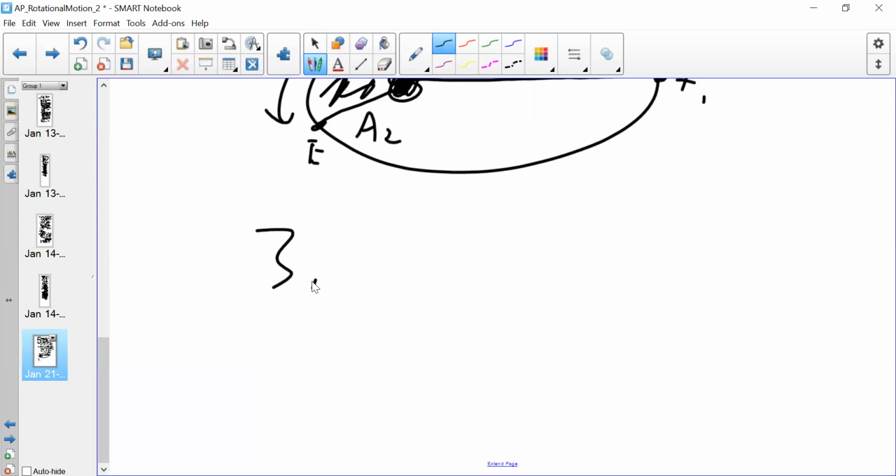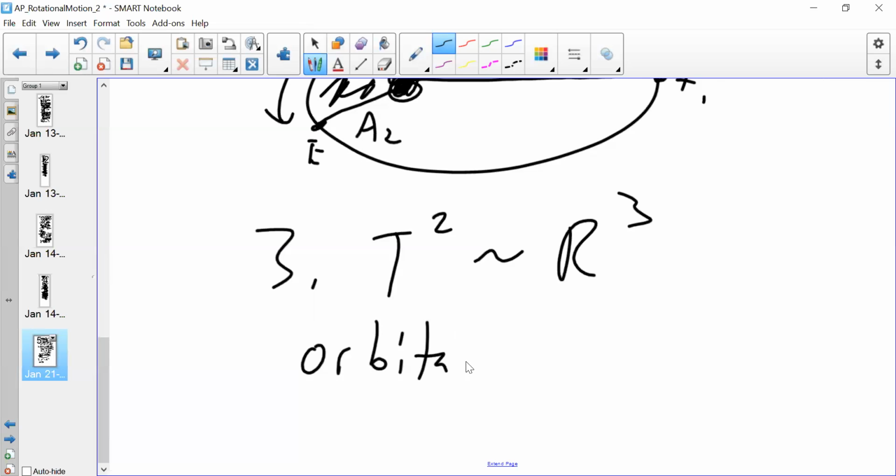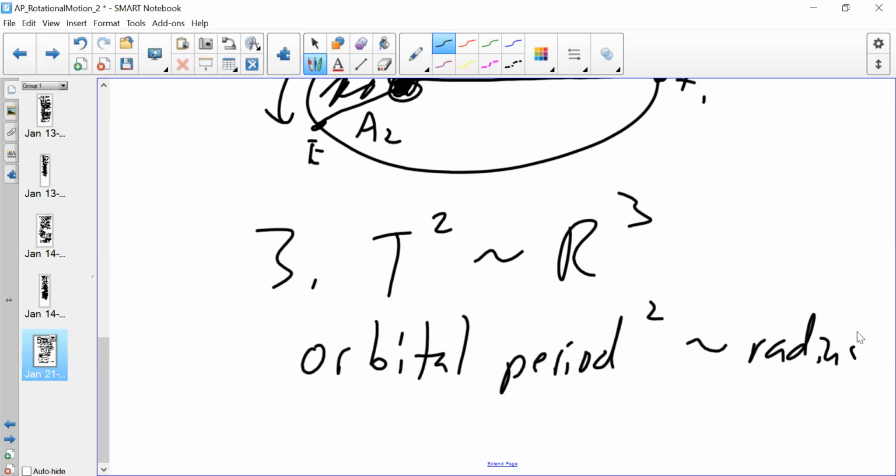Third, the square of the orbital period, or the time it takes to go around the sun once, is proportional to the radius cubed. So basically, the orbital period squared is proportional to the radius vector cubed. We can prove that real quick.